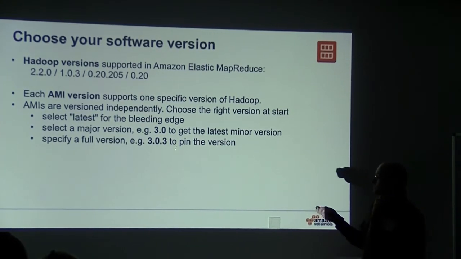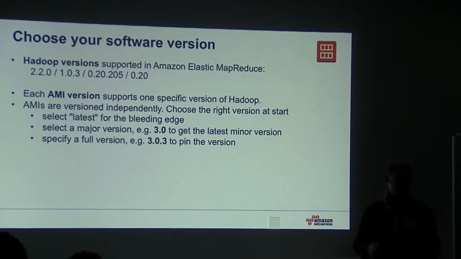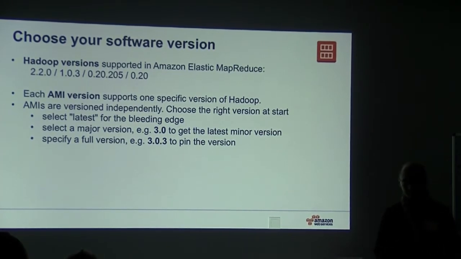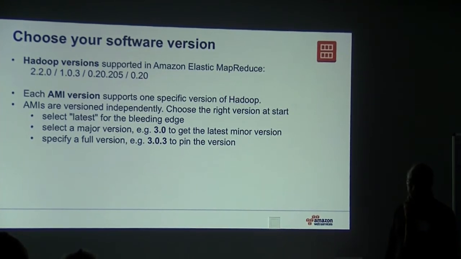Or if you want to be on the safe side, you can just specify the full version. And just say, this is what I've tested against, this is what my production workload should run on. And then you can basically pin this version down and make sure that all the clusters you launch use the same AMI version, which means the same software and same default configuration.